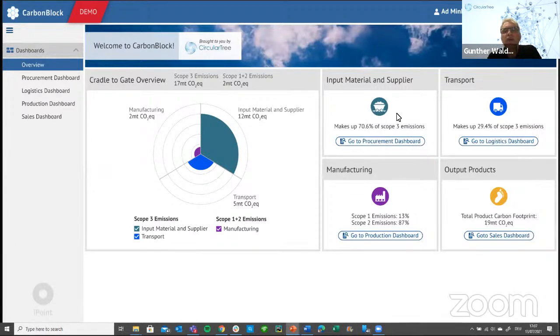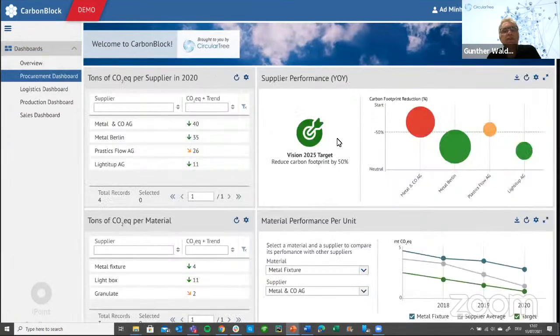And then you can go into more detailed dashboards. For example, here's the material and suppliers. Here we have a list of all of our suppliers based on the biggest impact. And here we see a trend. Green downwards means this supplier is improving its product carbon footprint significantly. We can also put it in a graph. The bigger the bubble, the higher the carbon footprint of the supplier.